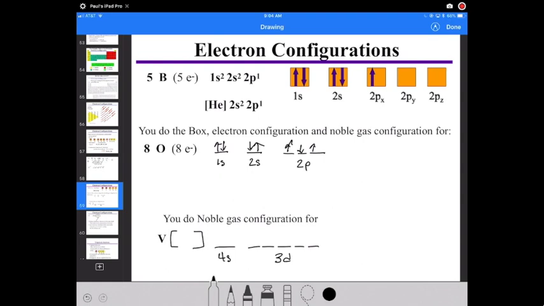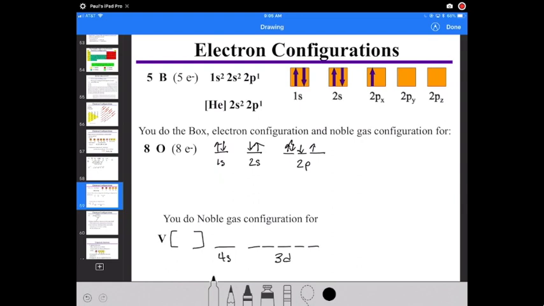And at this point in time, I have 8 electrons. When I look at this, I have 8 electrons. This is oxygen. How many unpaired electrons do I have? 2. Now, I can do it other ways.